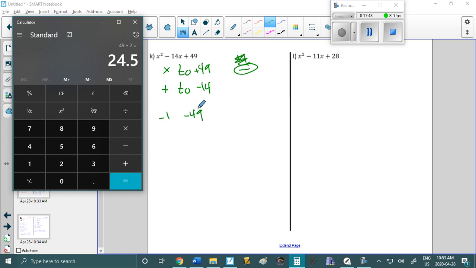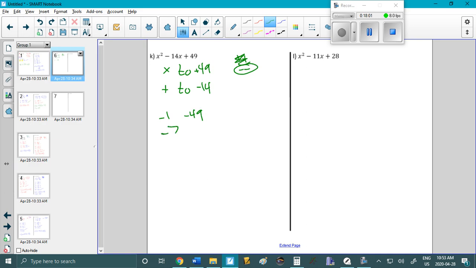49 divided by 2, decimal. Divided by 3, decimal. Divided by 4, decimal. 5, nope. 6, decimal. 7, there we go. So negative 7 and negative 7. Negative 7 minus 7 is negative 14. And we already did this one.